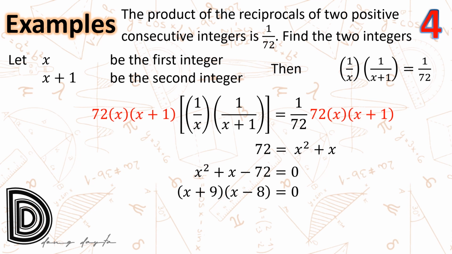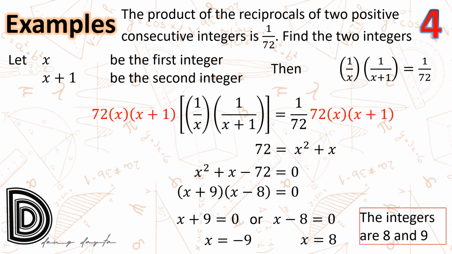So equate each factor to 0. We have x plus 9 equals 0, or x minus 8 equals 0. So we have x equals negative 9. We exclude negative 9 in the solution set because we are looking for positive consecutive integers. Then we will accept x equals 8. Therefore, the two integers are 8 and 9.